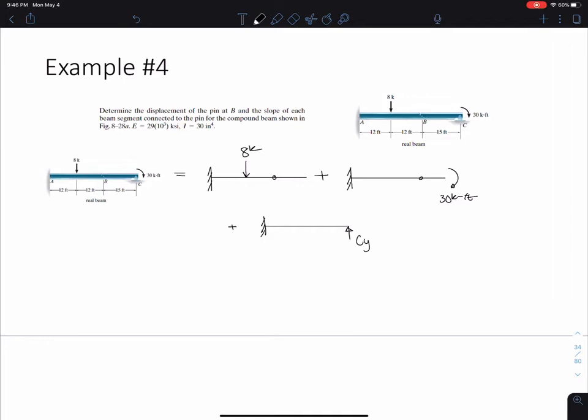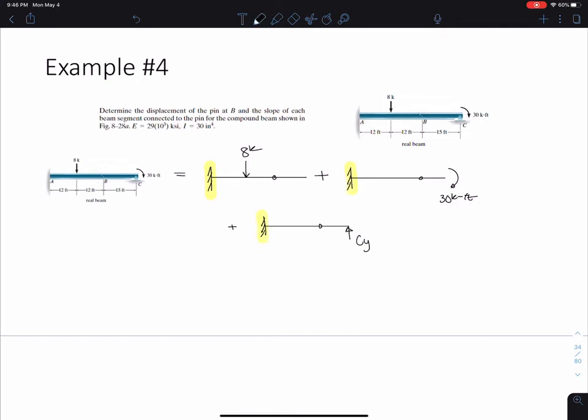And this makes this a determinate structure that I can solve instead of one that has 4 unknowns that I'd have to kind of pull that hinge apart to solve for. Okay. So the first thing I want to do is solve for the unknown reactions at all of these points for each system here.